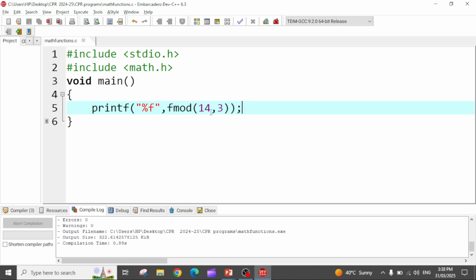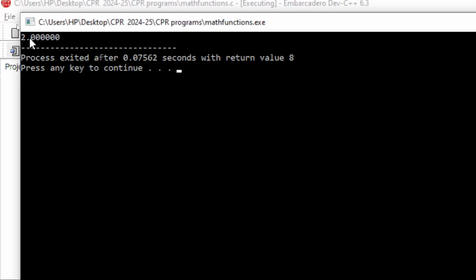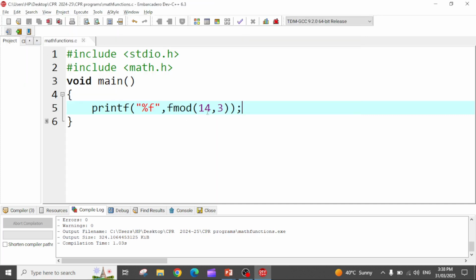So when 14 is divided by 3, 4 threes are 12, so 4 is the quotient and 14 minus 12, that is 2, is the remainder. Let us see what result we get after the execution of the program. So here you will see that 2.0 is my answer. So I have obtained a remainder in the form of floating point.